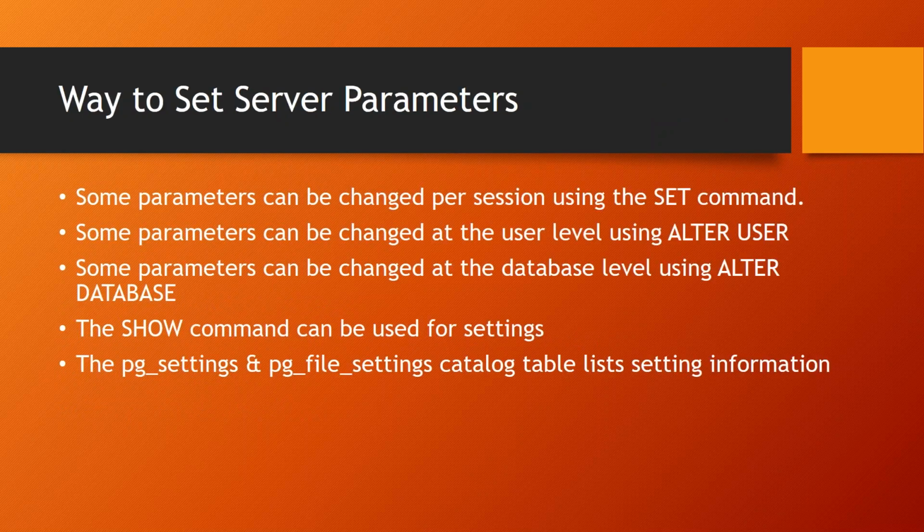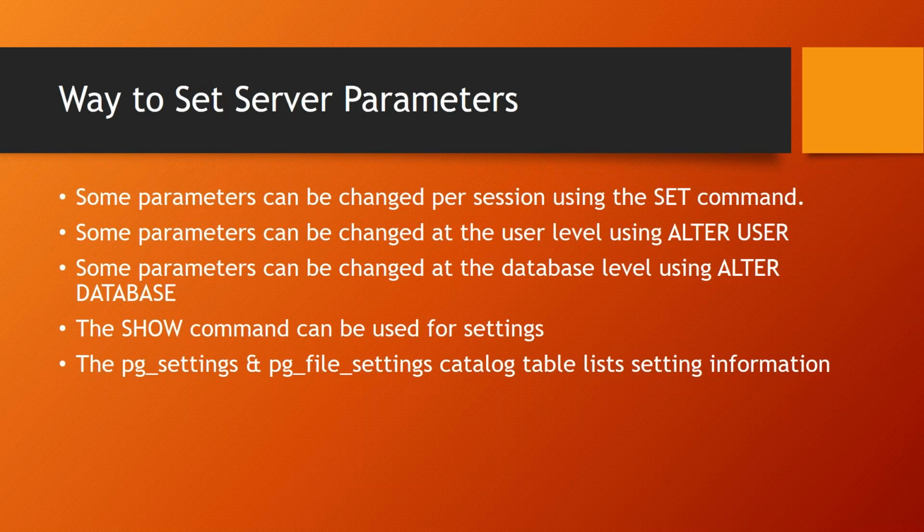Now, ways to set server parameters. Other than changing the parameter inside the postgresql.conf file, you can also make the changes only for a single session using the SET command, only for a single user using the ALTER USER command, and only for a single database using the ALTER DATABASE command. You can also change the setting at the server level using the ALTER SYSTEM command. These are the options and ways available to change the parameters.